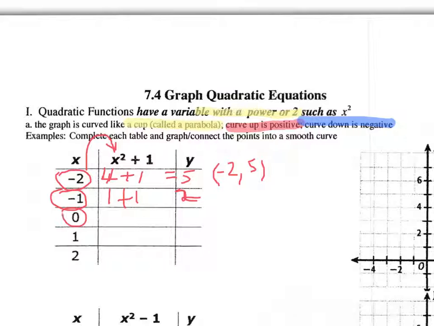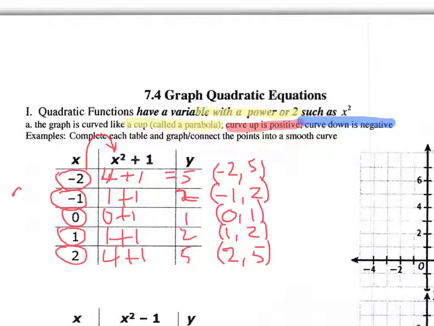And 0 times 0 is 0, plus 1 is 1. Next is 1 times 1 is 1, plus 1 is 2. And then 2 times 2 is 4, plus 1 is 5. These are the remaining ordered pairs made by this function. Notice the symmetrical nature of the y values. That will help us in graphing this.